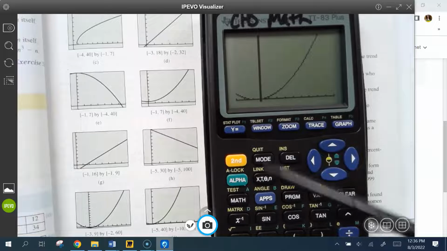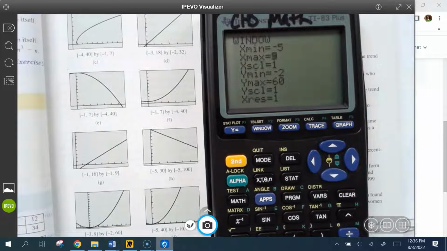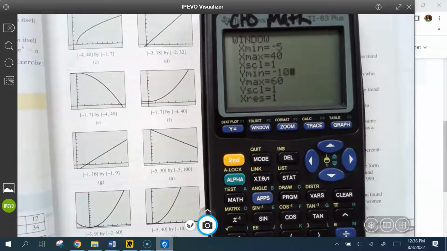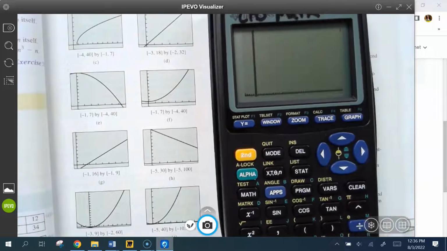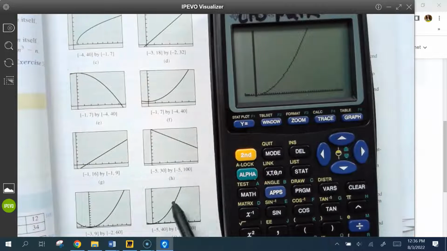So now I'm going to try J. -5 to 40. This is really just getting you back used to using your calculator. To 650, graph that. This one does look like the graph. These look like they match.